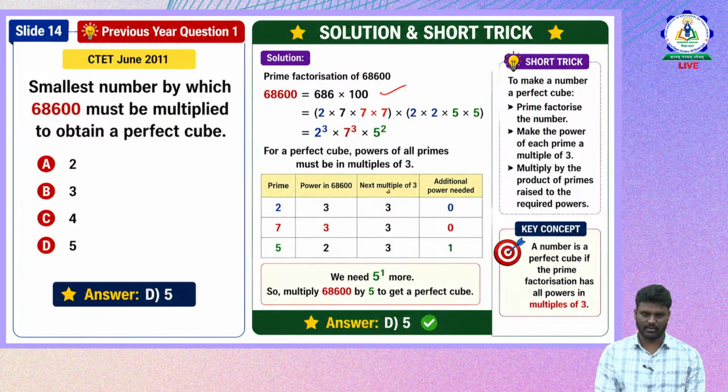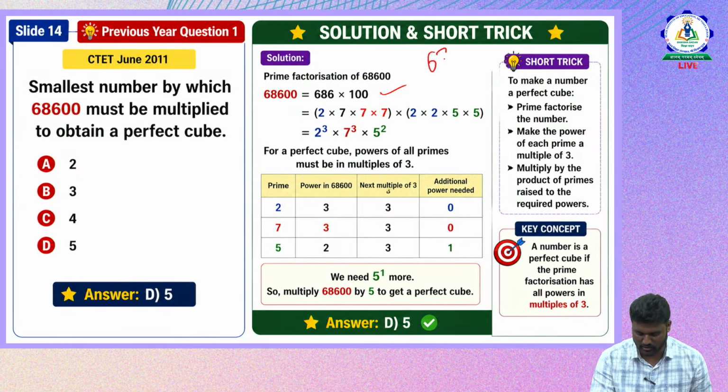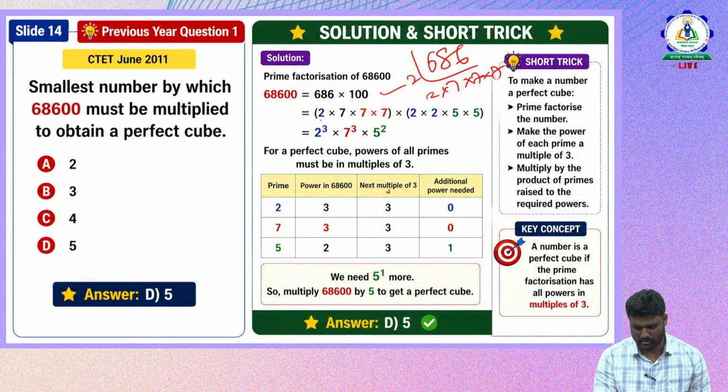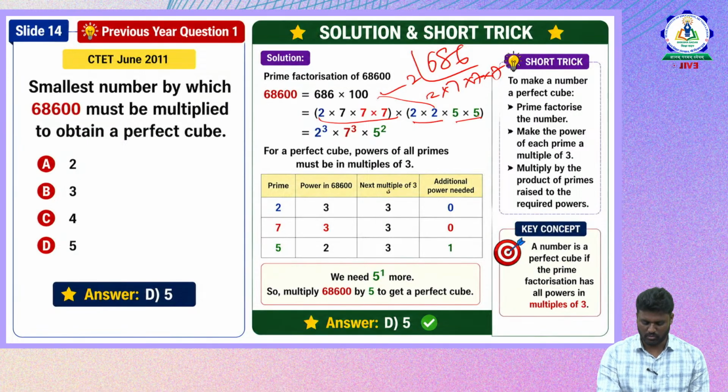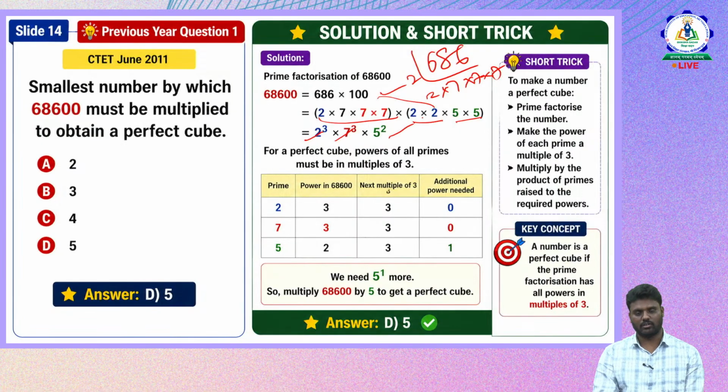If you identify the factors of 686 in the regular method, we will get 2 into 7 into 7 into 7. That is the factors of 686. Similarly, for 100 the factors are 2 into 2 into 5 into 5. Now how many times are 2's there here? 2 to the power of 3, 7's are 3 times, 7 to the power of 3, and 5 is 2 times, 5 to the power of 2. Now in order to get a perfect cube, remember the concept here.